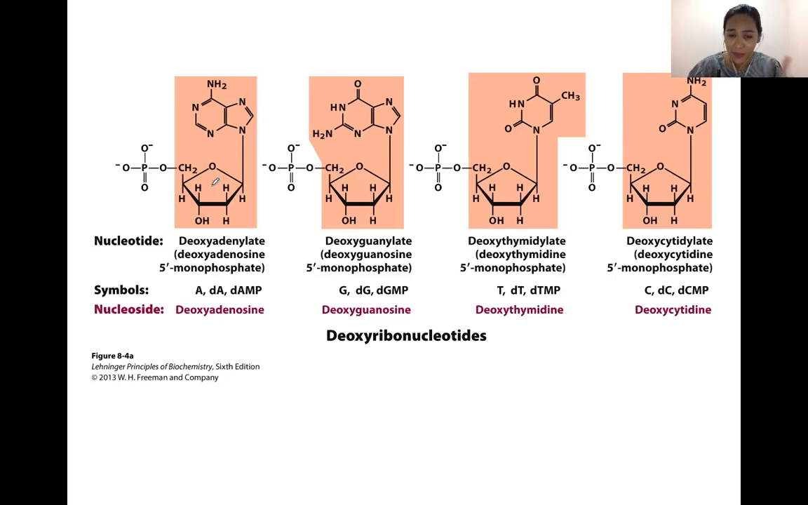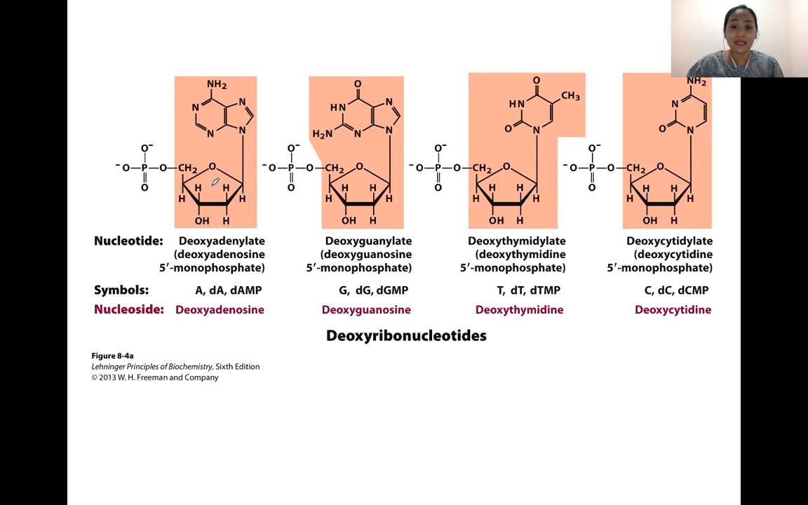Take note of the 5' because the phosphate group is attached to the 5' carbon. Monophosphate if there's 1 phosphate group, diphosphate if there are 2 phosphate groups, triphosphate if there are 3 phosphate groups. Other name for the nucleotide is deoxyadenylate. Now, if guanine is present as the N base, the nucleoside will be called deoxyguanosine.